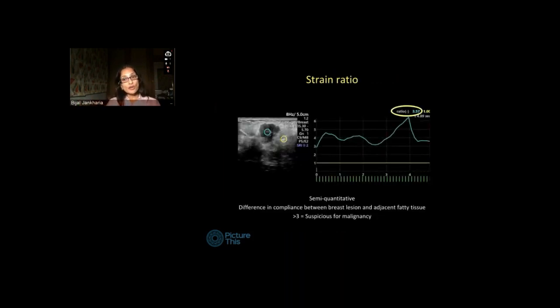As far as strain is concerned, we can also compare and do a ratio of the lesion as compared to the surrounding tissue. This is a semi-quantitative method for strain elasto, and more than 3 could be suggestive of malignancy.